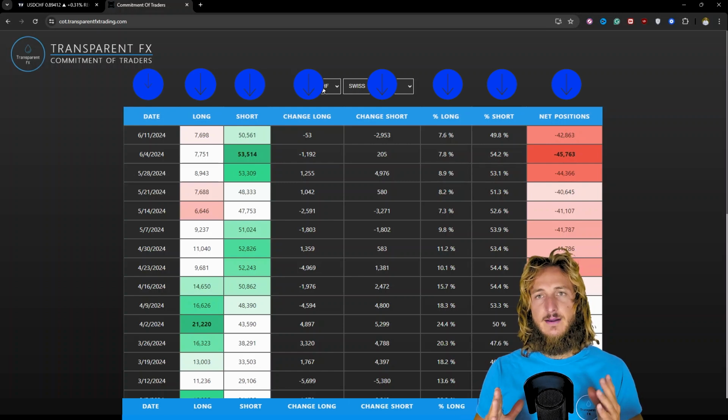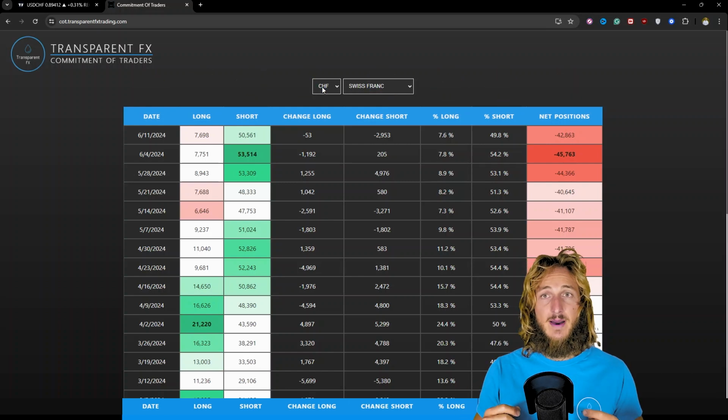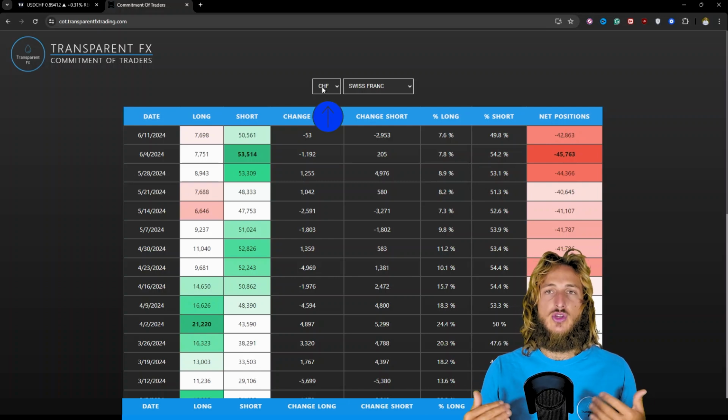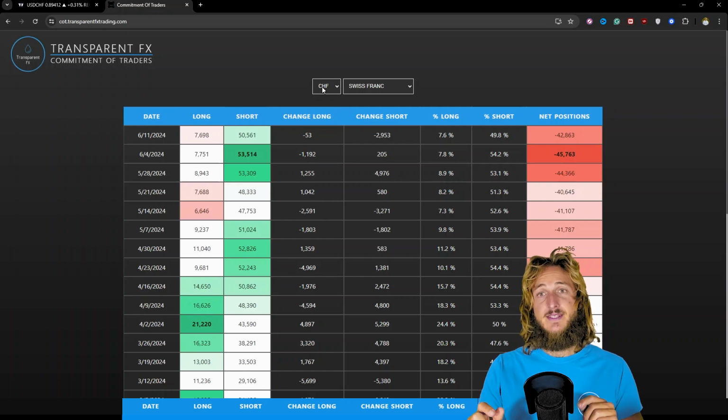Now, if we look at the data for the CHF, it is important to keep in mind that we are already looking at CHF USD because all currencies on the spot are traded against the USD. But since we want information on USD CHF, we simply have to reverse everything that we read here.